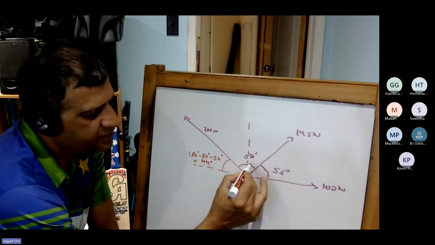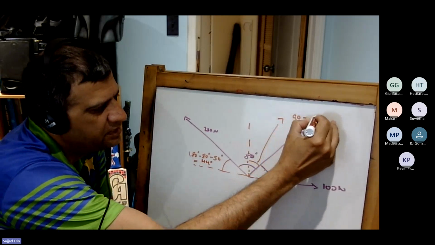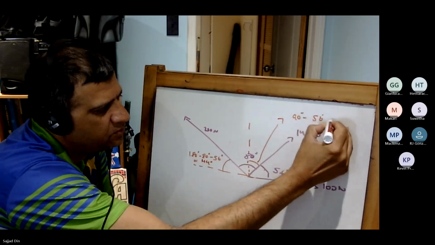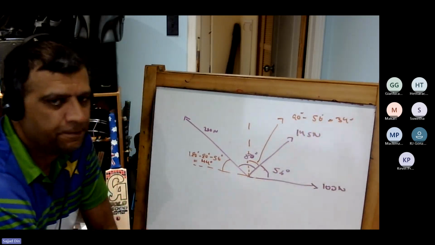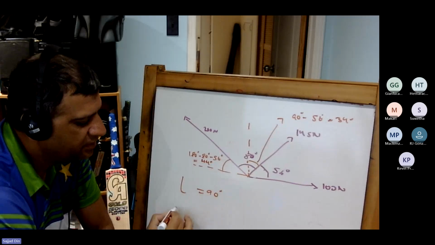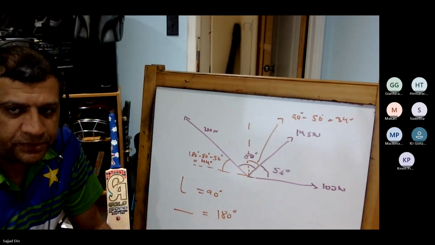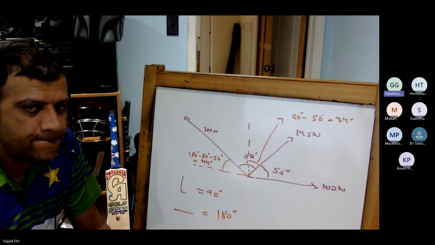Similarly, you can calculate this. This is going to be 90 minus 56 degrees, which is 34 degrees, because a right angled triangle is always 90 degrees and a straight line is always 180 degrees. Does that make more sense?